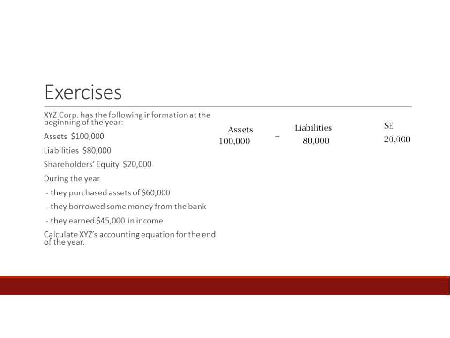During the year, we purchased assets of $60,000. We had an increase of $60,000. We borrowed some money from the bank, so our liabilities went up. We don't know by how much. And we earned $45,000 in income. And so we'll assume that we reinvested that income. So our shareholders' equity went up in what we call retained earnings.